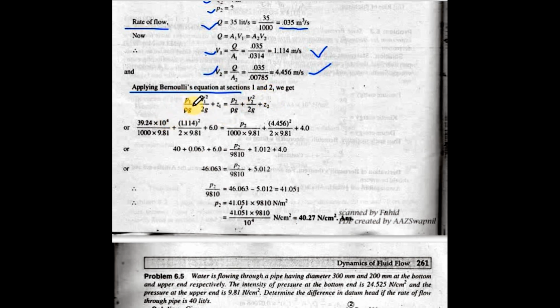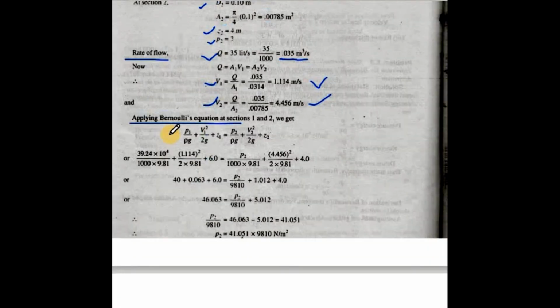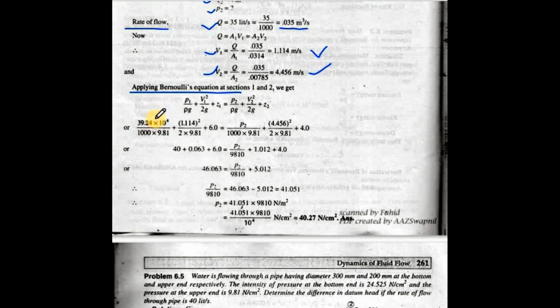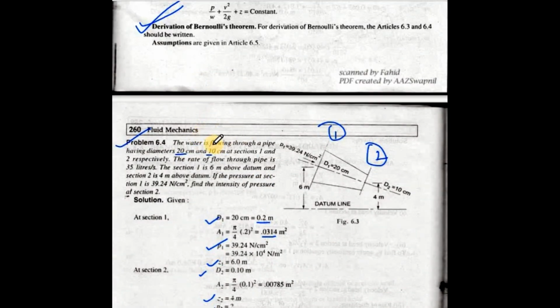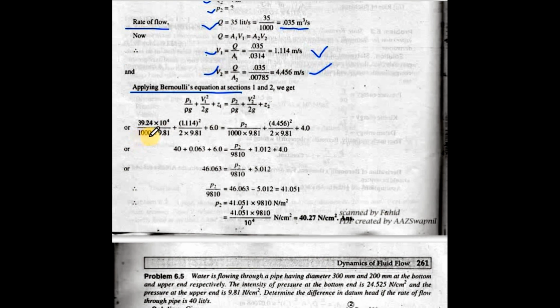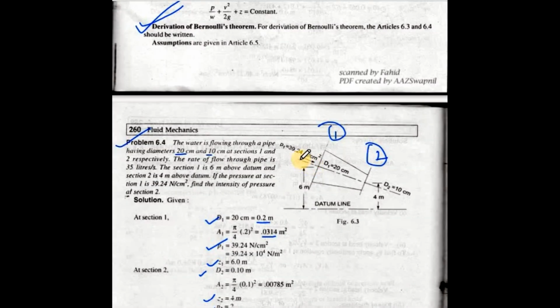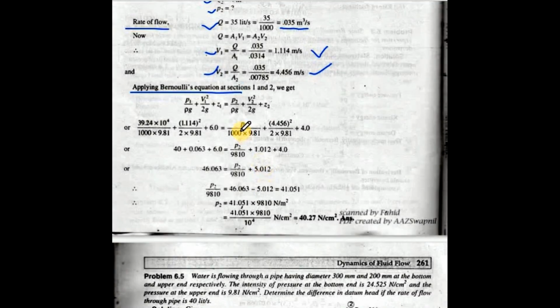Okay, after putting in all the values, the pressure is 39.24 into 10 to the power 4. The density, it has been clearly mentioned here that the fluid which is flowing is water, so the density is 1000, g is 9.81. Plus the velocity at the first point was 1.114, V square by 2g is 2 into 9.81. The first section is at a height of 6 meters, so the datum will be 6 meter, equals what?